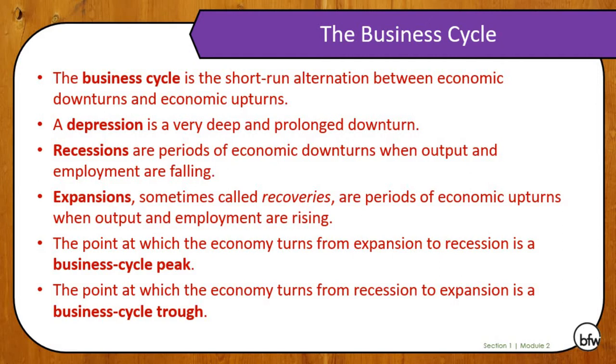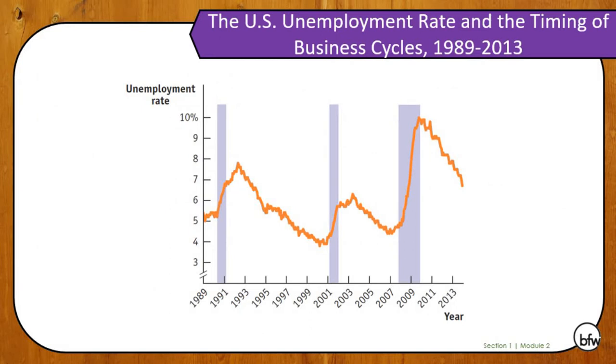Expansions, sometimes called recoveries, are periods of economic upturns when output and employment are rising. So basically that's when the economy is growing. In recessions, the economy is contracting. The point at which the economy turns from expansion to recession is called the business cycle peak. The point at which the economy turns from recession to expansion is called the business cycle trough. Those are less necessary to know, but they help you see that visually.